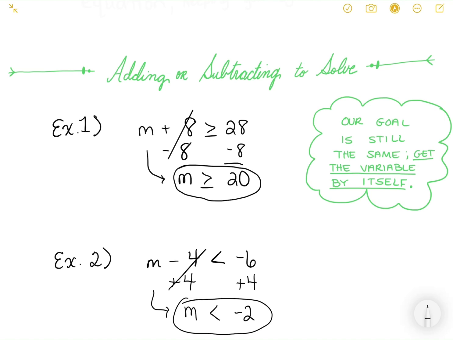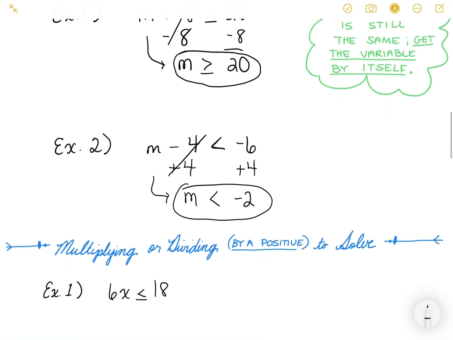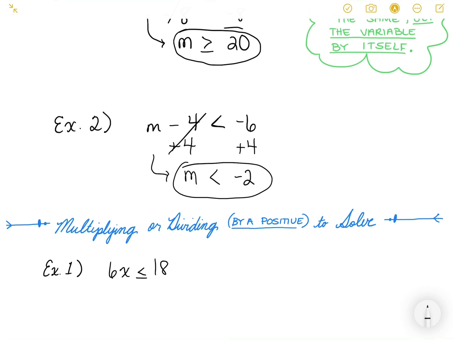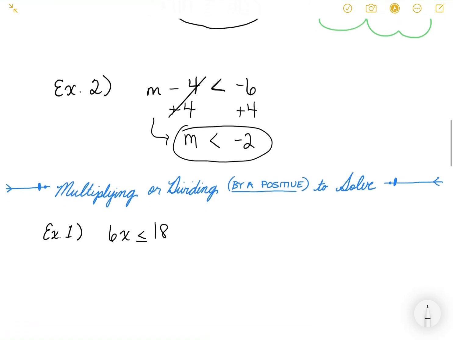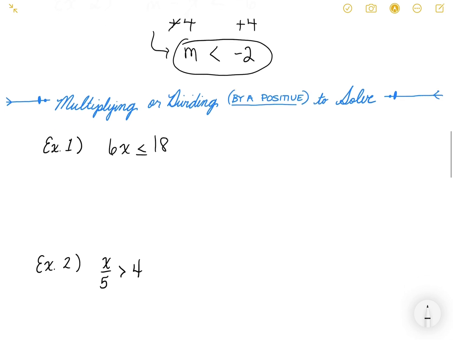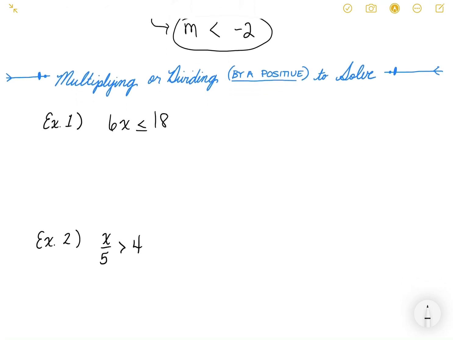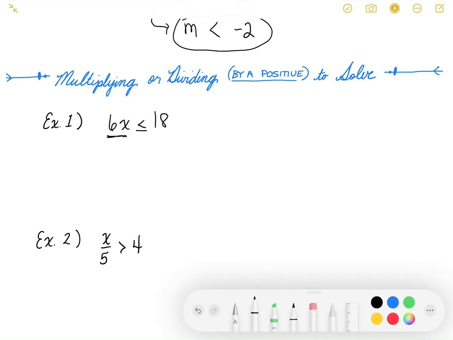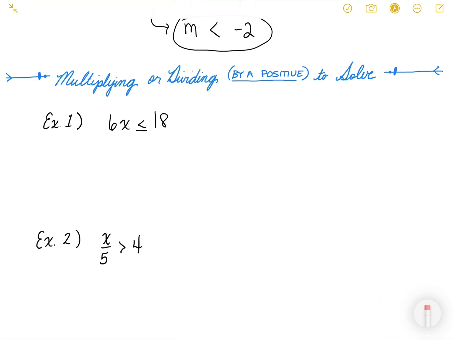So that's pretty easy. Well, let's move on to multiplying or dividing by a positive in order to solve an inequality. Now notice I said by a positive because that will be very important in just a second. Now, just like with an equation, when we're solving an inequality, in order to undo multiplication, we have to divide. In order to undo division, we have to multiply. When we see a constant right next to a variable, that means that it is multiplication.